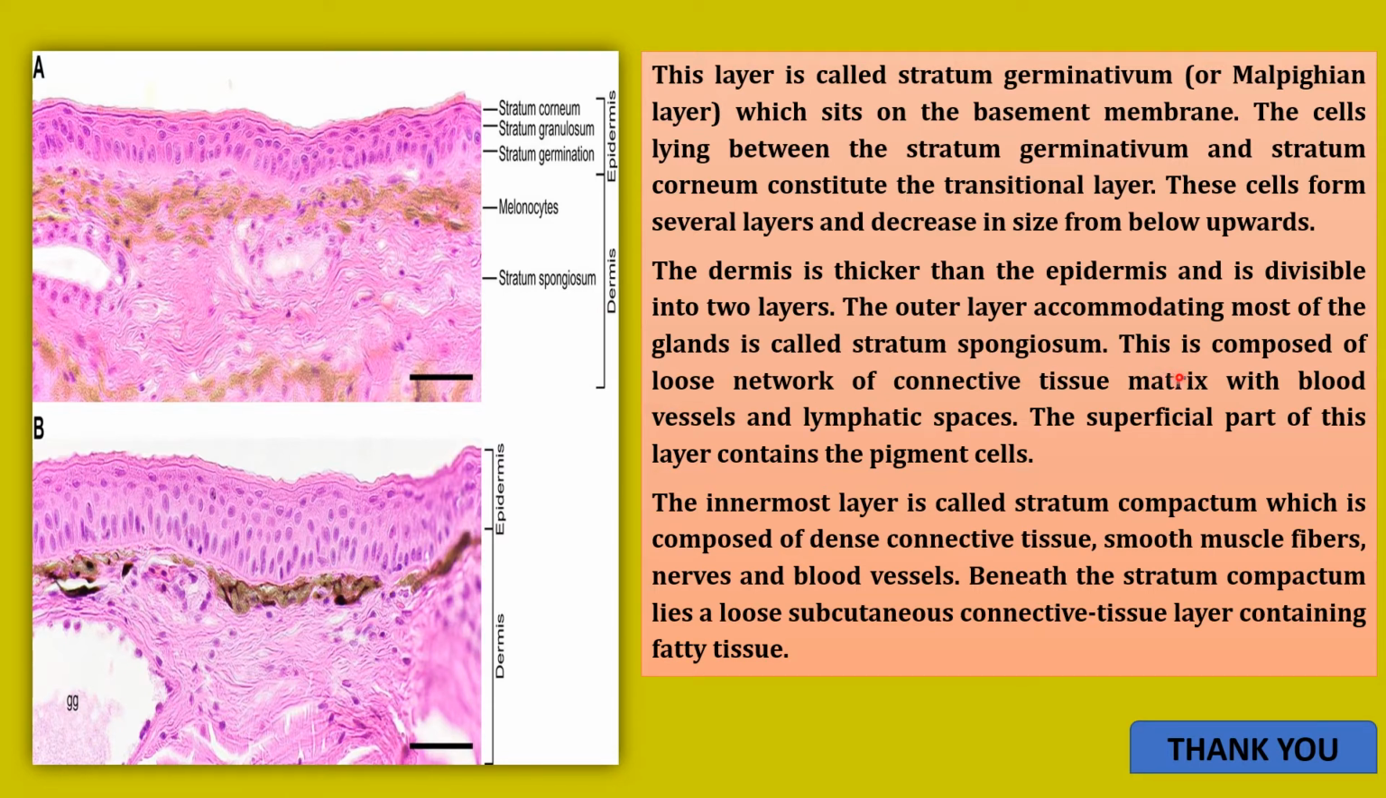This is the outer layer of dermis. This is composed of a loose network of connective tissue matrix, with blood vessels and lymphatic spaces. Connective tissue matrix means any plasma type of thing. Blood vessels, you know, arteries and veins, these are called blood vessels. Now what are lymphatic spaces? Actually lymphatic spaces are like this white colored portion, these spaces. Lymphatic spaces contain lymph. Now what is lymph? You can say lymph is a colorless fluid.